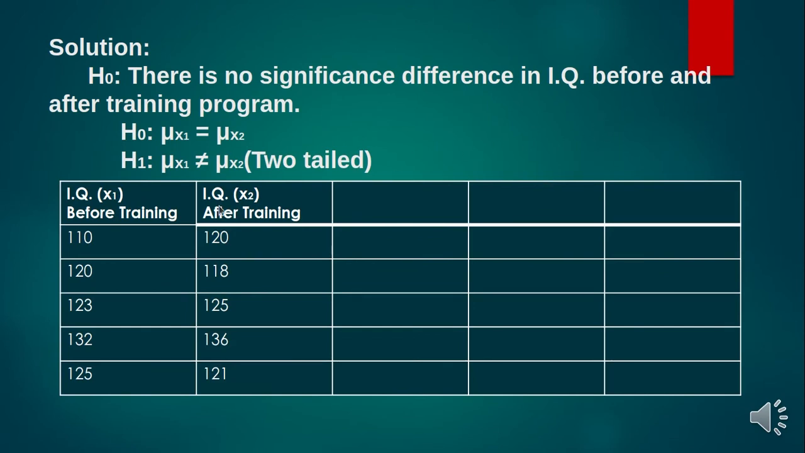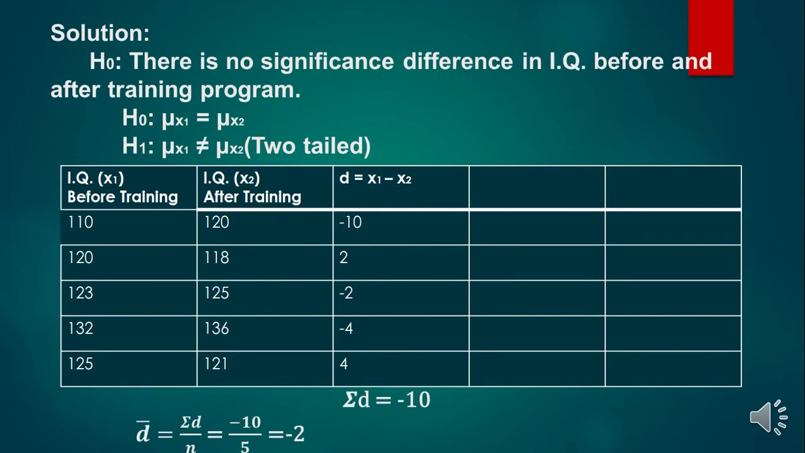In this table we have IQ before training in the first column, and IQ after training in the second column. IQ before training is x1, IQ after training is x2, and then we have to calculate D. For calculating D, the formula is x1 minus x2, where x1 is IQ before training and x2 is IQ after training.